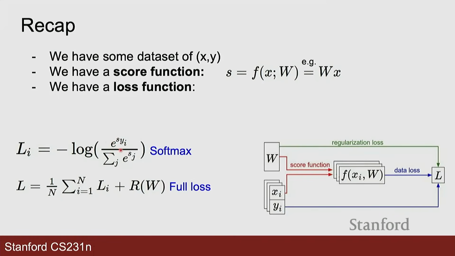So this is the probability of the correct label, which is given here. And the full loss is you just run this over each of your training examples, calculate Li for each of those, and then you add your regularization term here, depending on the weights of your model.